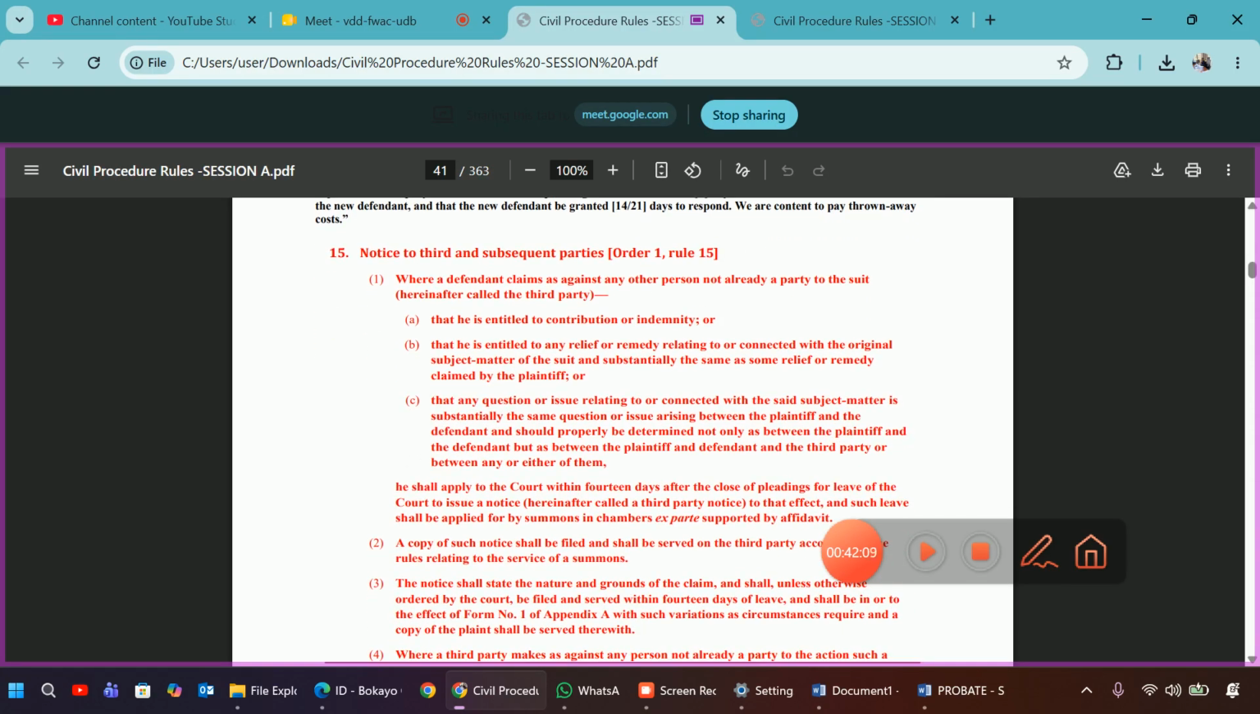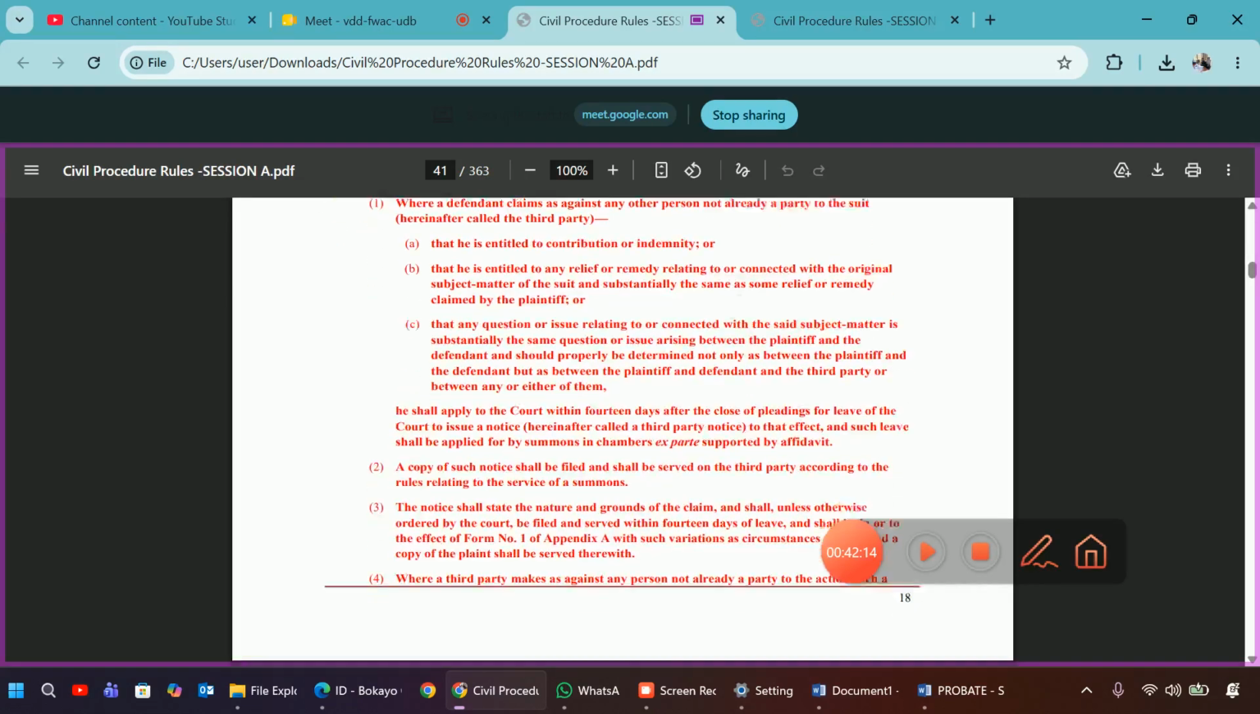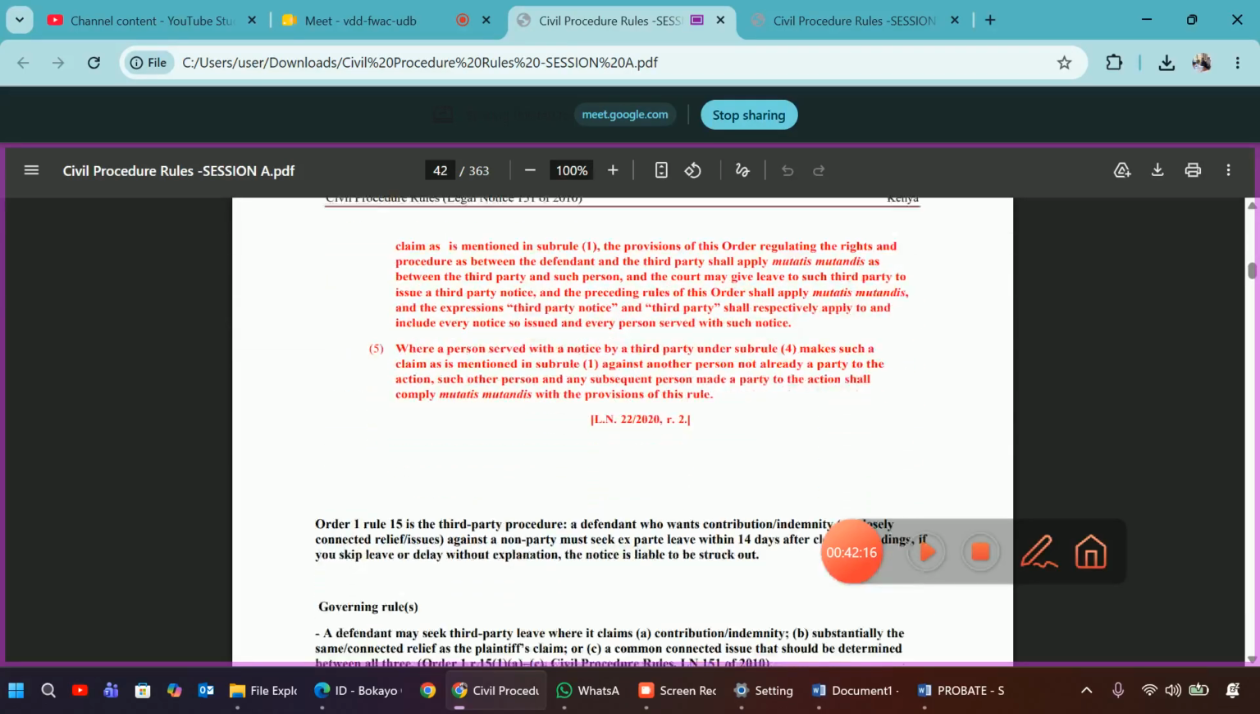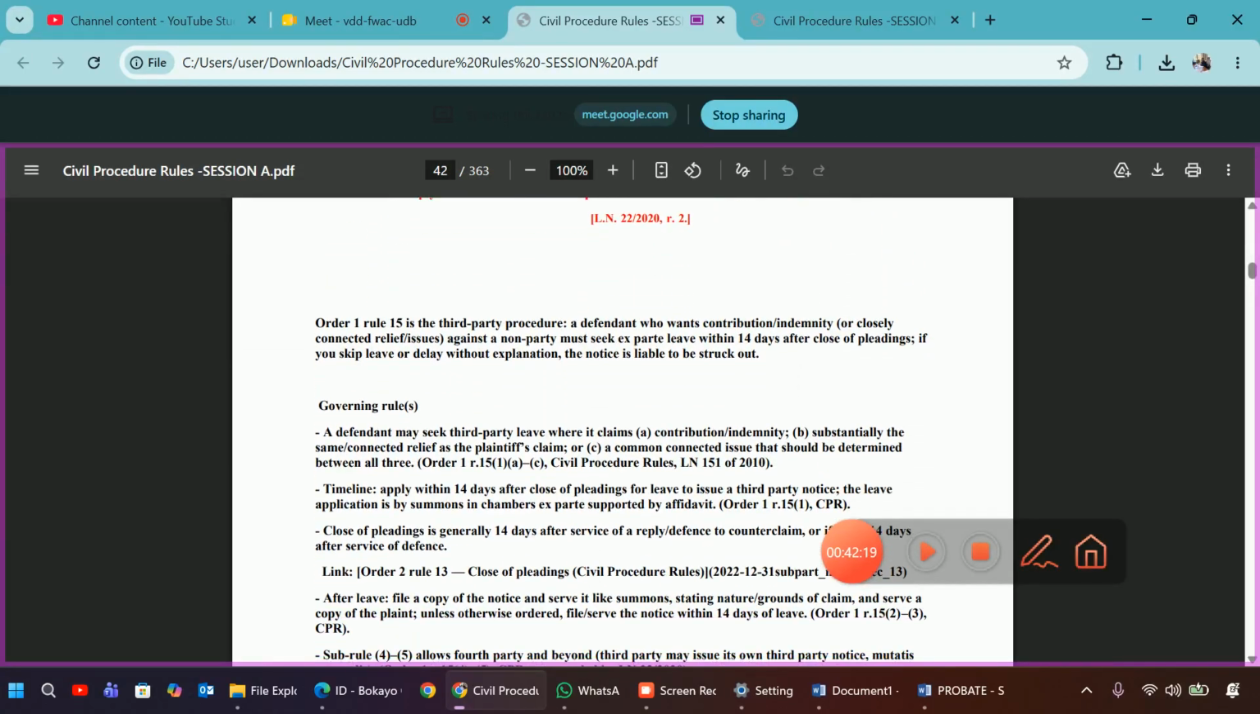So, Order 1, Rule 15: notice to third party and subsequent parties. Okay, this is also a highly tested scenario. If you have managed to go through civil litigation papers, you cannot miss a third party application question. Order 1, Rule 15 is the third party procedure. A defendant who wants contribution or indemnity or closely connected relief or issues against a non-party must seek ex parte leave within 14 days after close of pleadings. If you skip leave or delay without explanation, the notice is liable to be struck out.